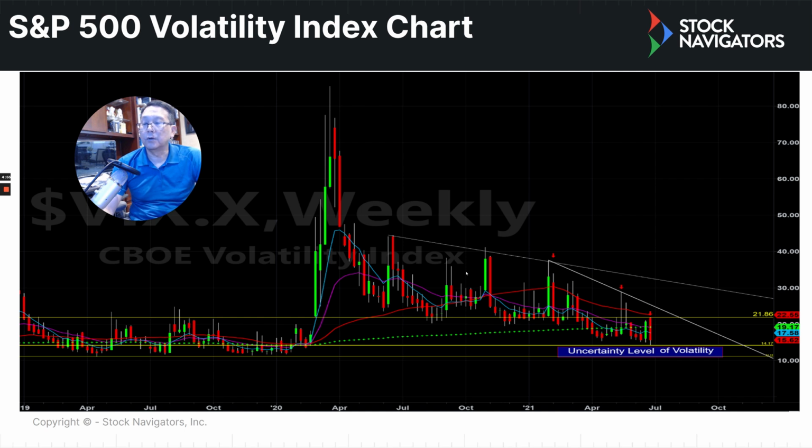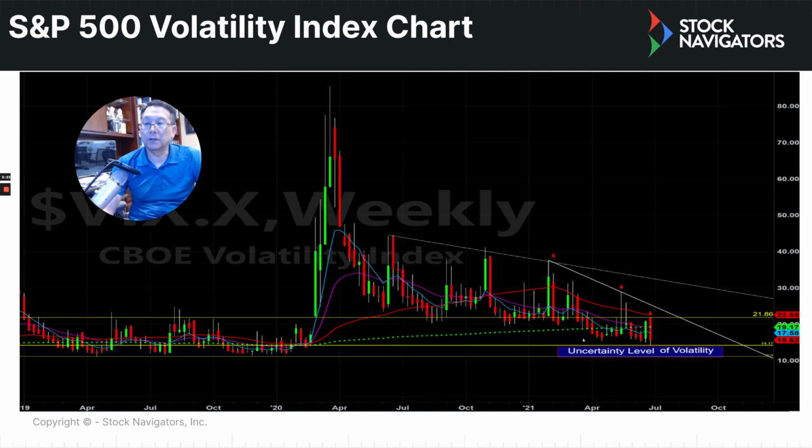So you can see how the S&P 500 and the volatility index are correlated, and it can help you see where they are heading to. So right now we are heading to the lower level before the pandemic. As you can see here, the year 2019, 2020. So this is the very low level.